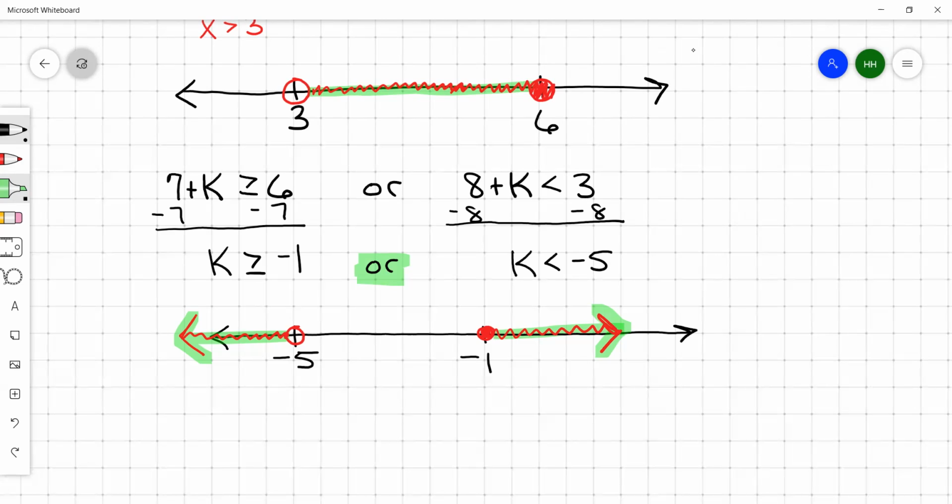All right, so any questions on what we've talked about today? We did compound inequalities and we did the always, sometimes, and nevers.